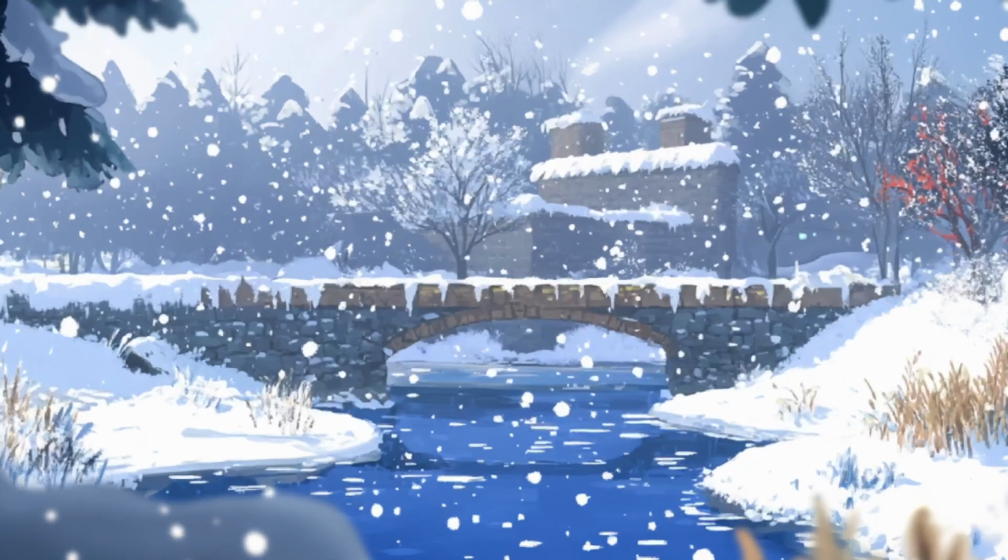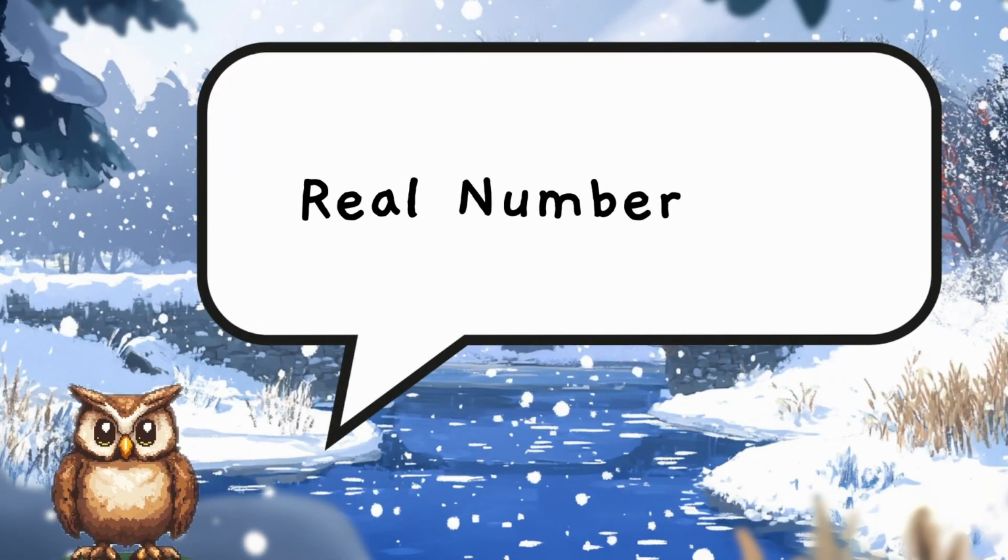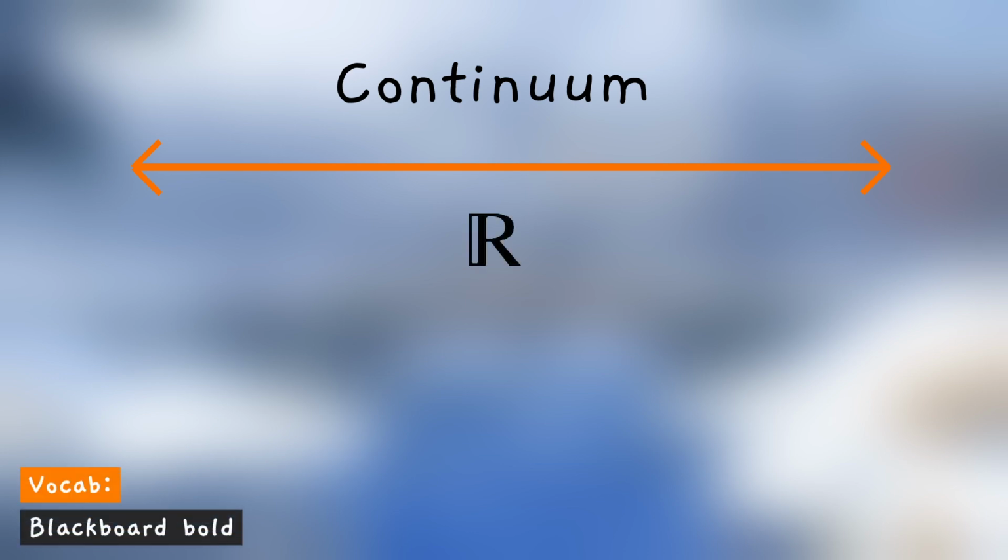The real number line is a fundamental mathematical object. You've probably seen it many times in the past, but there's a lot more here than meets the eye. The real number line is also called the continuum, and the symbol used to denote the real numbers is an R with a double stroke, often called blackboard bold.